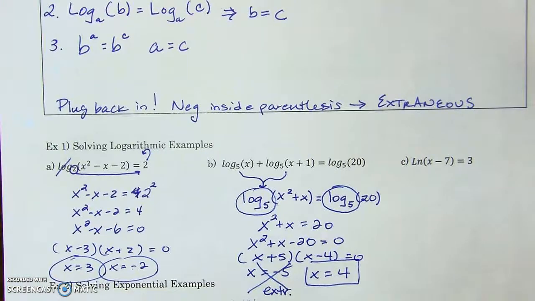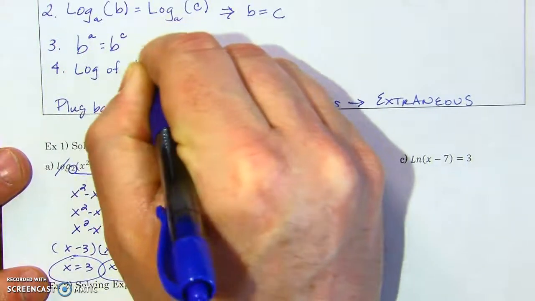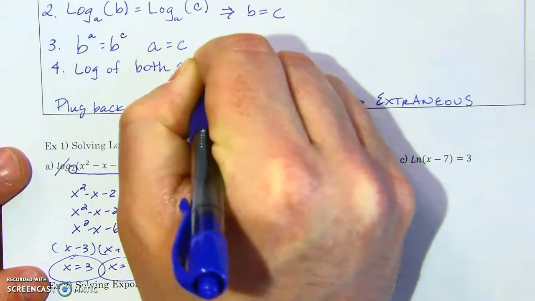If our terms on the left and the right, our exponential terms, have the same base, then we can set their exponents equal. That will happen very infrequently. Okay? If not, let's take the log of both sides, similar to algebra.